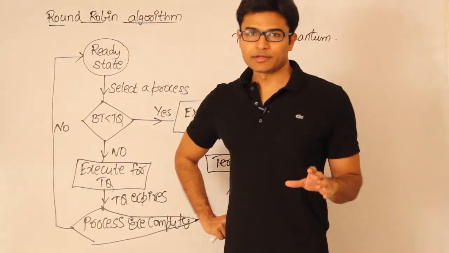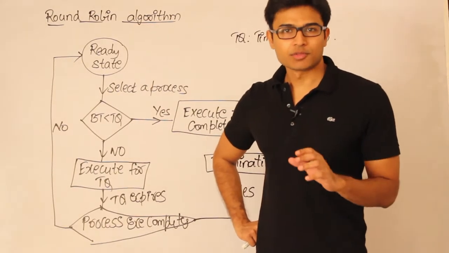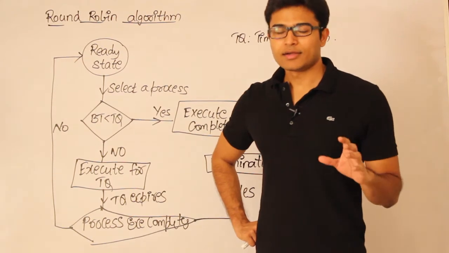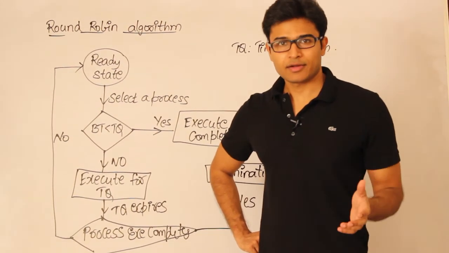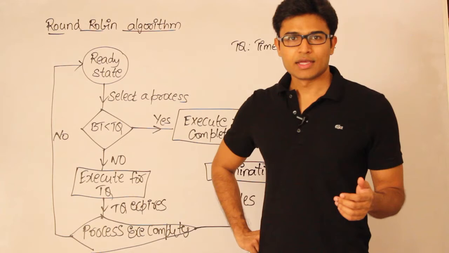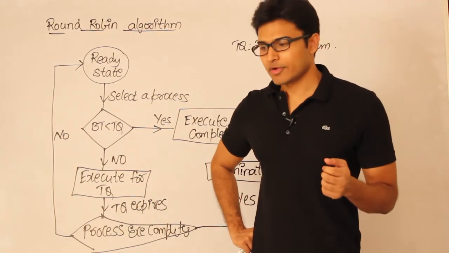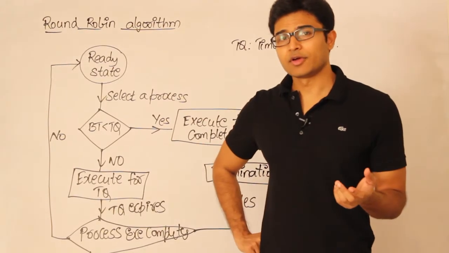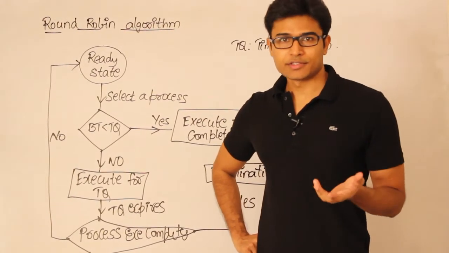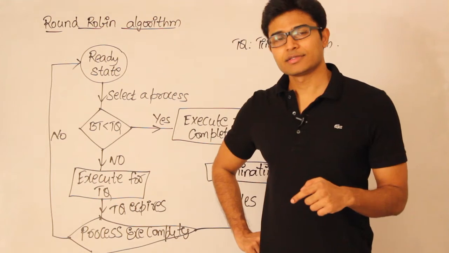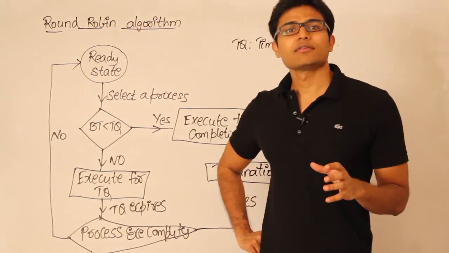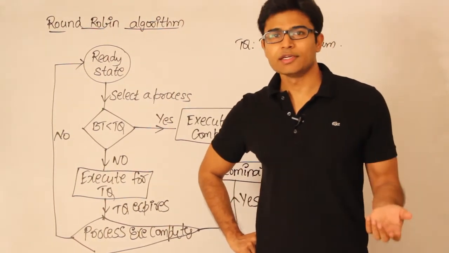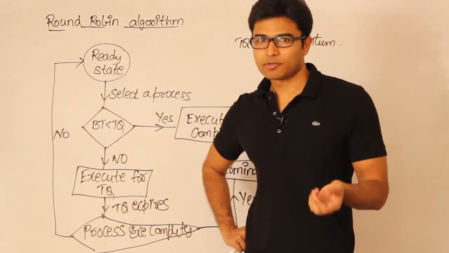Now let's see the next algorithm, the round robin algorithm. This is the most popular algorithm of all, and many operating systems in practice are using it because it provides various advantages. First, it is practically implementable because it does not depend on burst time. Second, it doesn't require lots of data structures like a heap. Using a queue, we can implement it.